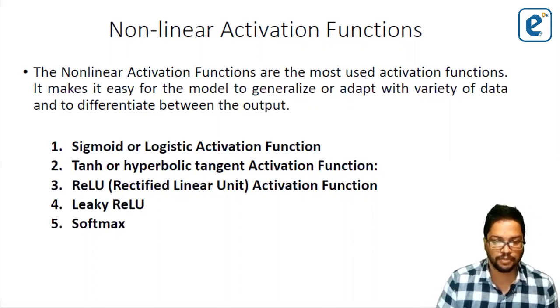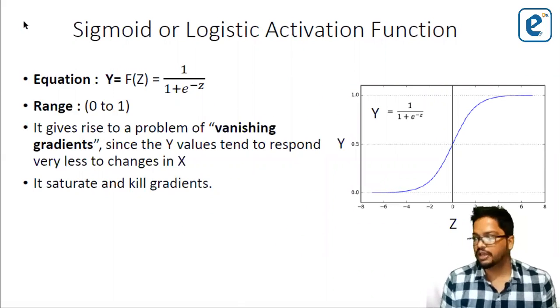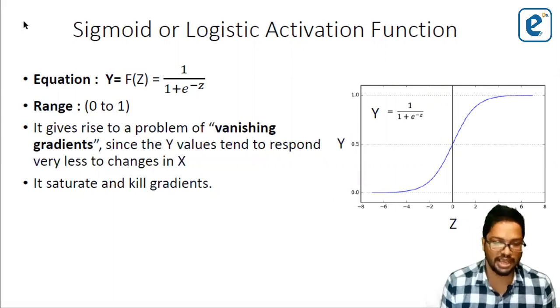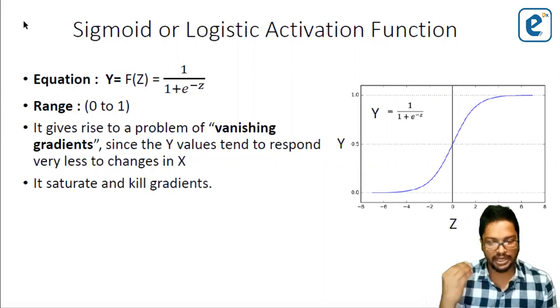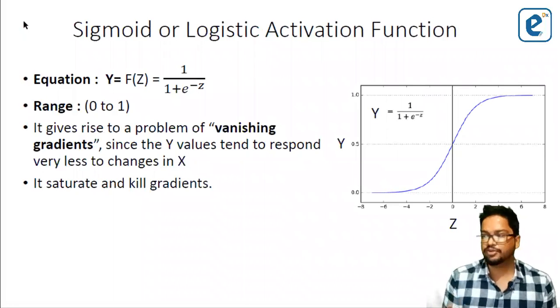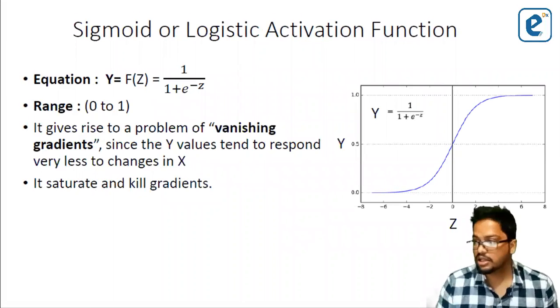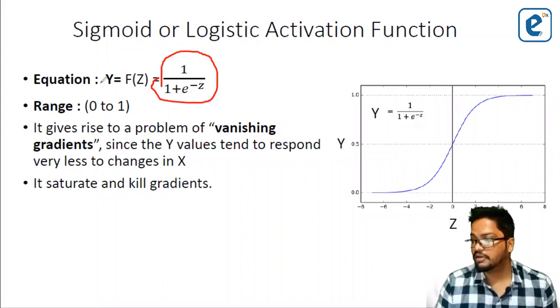So the first one will be the sigmoid activation, or we refer to this as the logistic activation, where we are going to get Z from sigma Wi xi plus b, and the Z will be applied to the equation shown here, 1 over 1 plus e to the minus Z. The Z will be applied here, and the Y will be calculated from there, right?